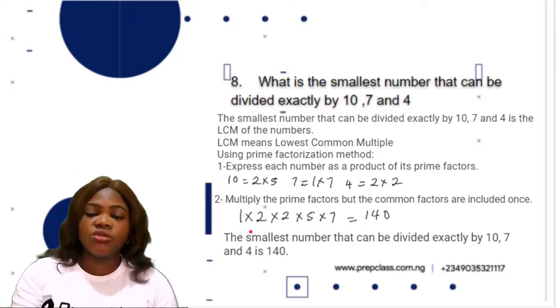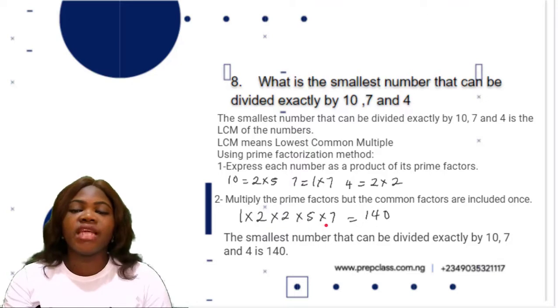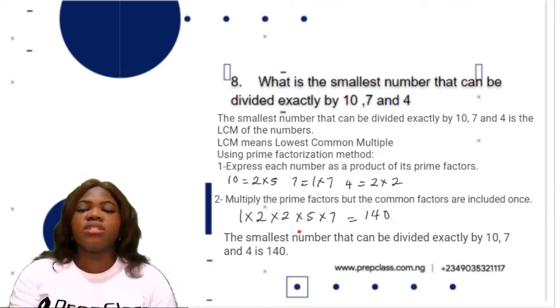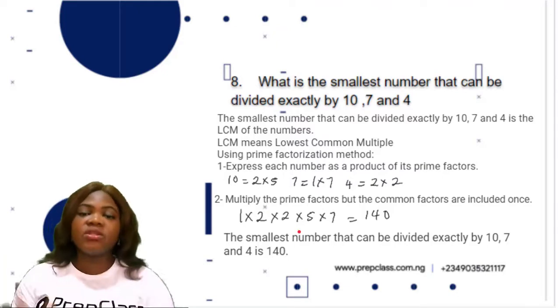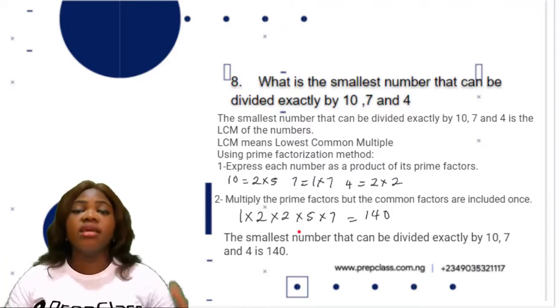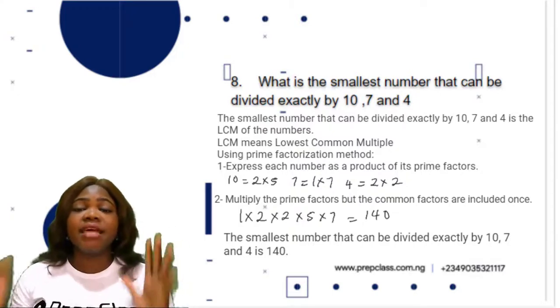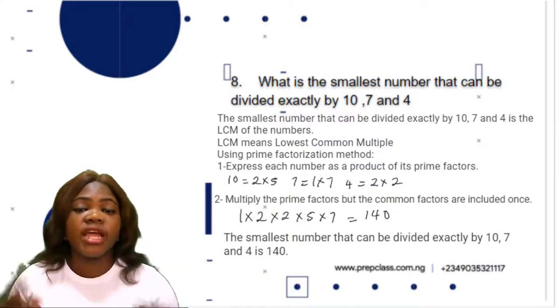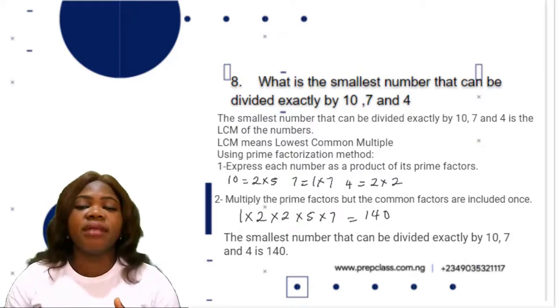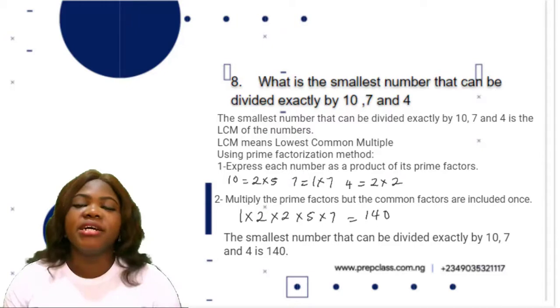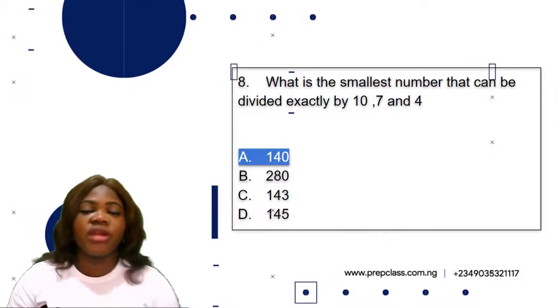1 times 2 is 2. 2 times 2 is 4. 4 times 5 is 20. 20 times 7 is 140. So the LCM of 10, 7, and 4 is 140. This means that the smallest number that can be divided exactly by 10, 7, and 4 is 140. So 140 can be divided exactly by 10, by 7, and 4. So the correct answer is 140.